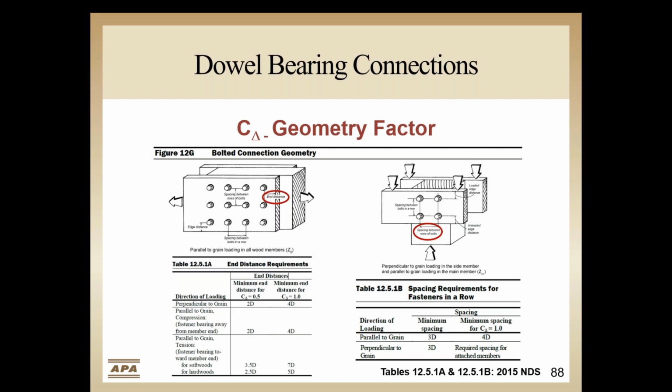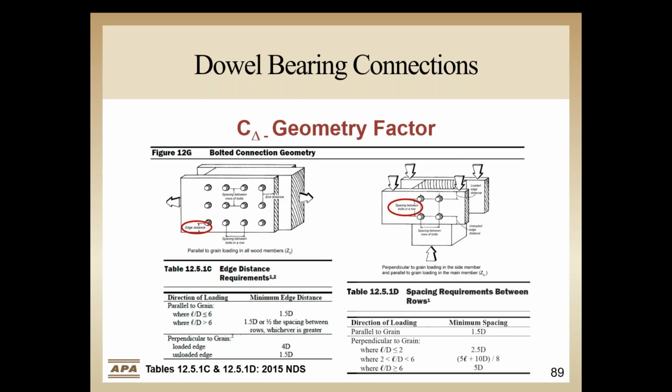Detailing provisions are given diagrammatically in the NDS for group fastener connections. Anything outside of these connections will require recalculation for edge distances, so it is usually best to detail connections that meet these requirements. Table 12.5.1A provides the end distance fastener requirements. Table 12.5.1B has fastener spacing requirements. Table 12.5.1C has the edge distance requirements, and 12.5.1D has spacing requirements between rows.